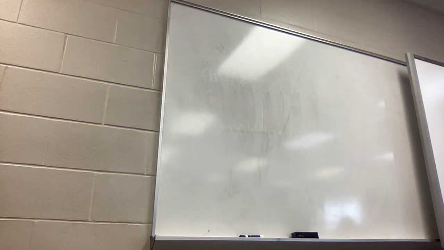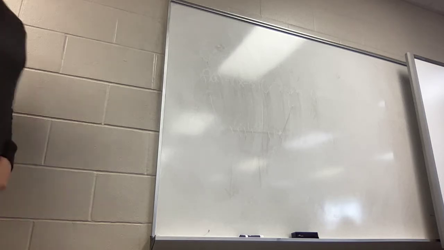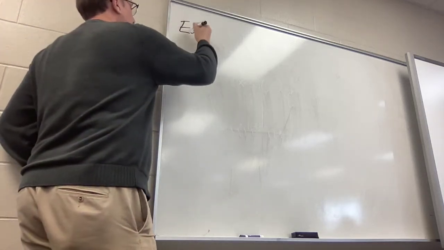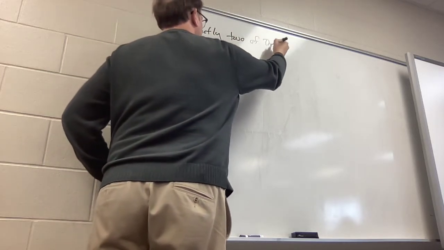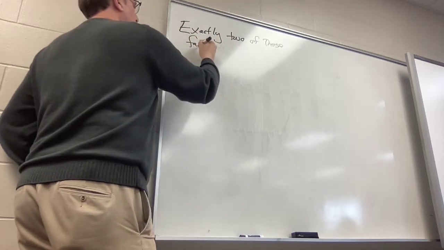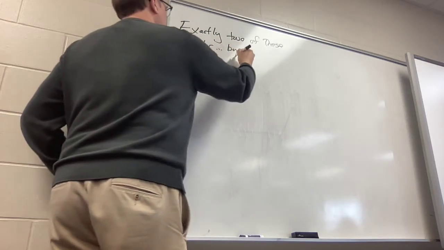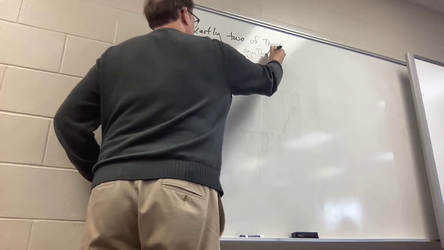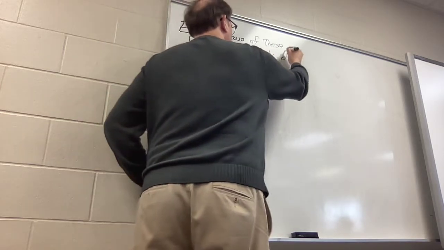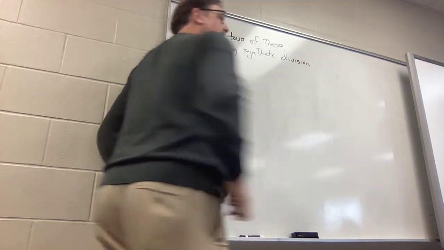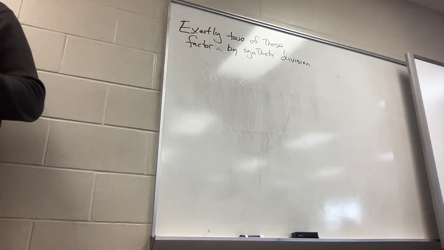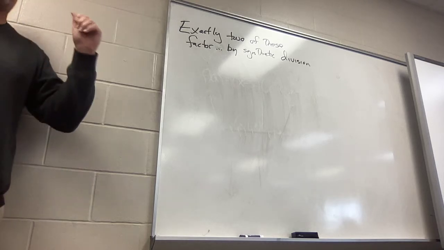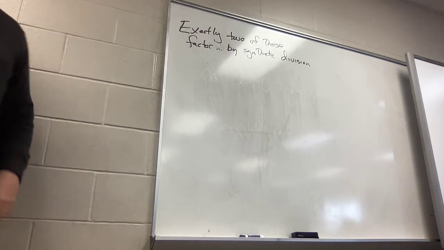All right, and then comes the following. There will be something where it will say exactly 2 of these factor by synthetic division. And the first one says, find them both, and you don't need a graph. First one says, find both, don't need a graph.